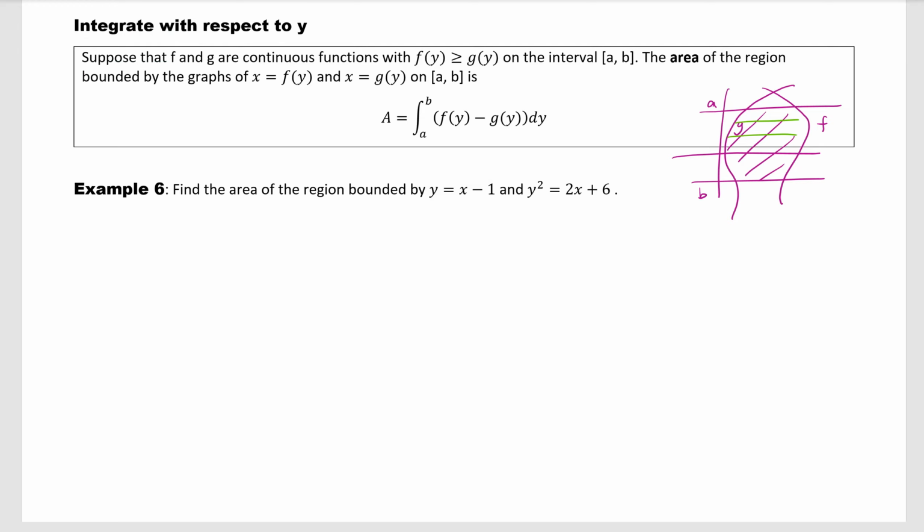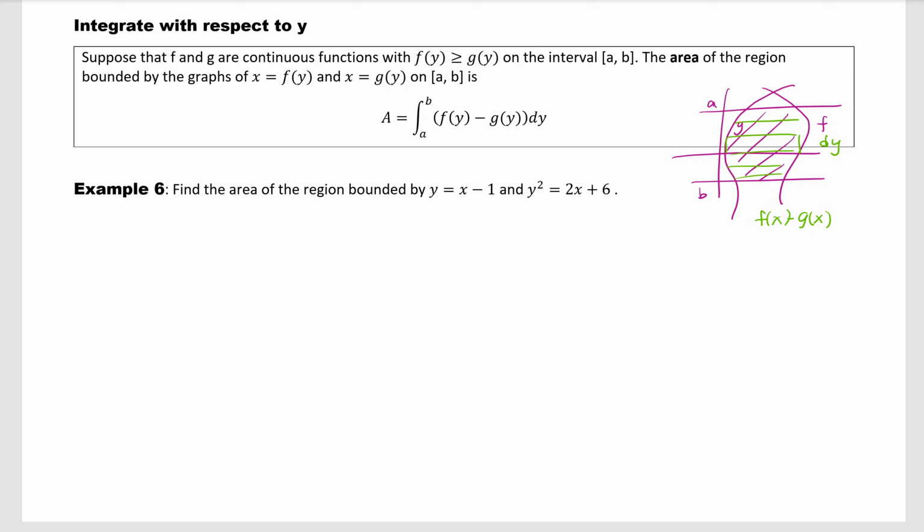You cut those rectangles horizontally, so you get a lot of horizontal rectangles. Now, what is the width? The width is change of y, okay? And then the height is f of x minus g of x. Okay, so that's why this is our new formula. It's very similar, you just replace x by y and they work the same way. Okay, so let's continue. We want to find the area of the region bounded by those two functions.